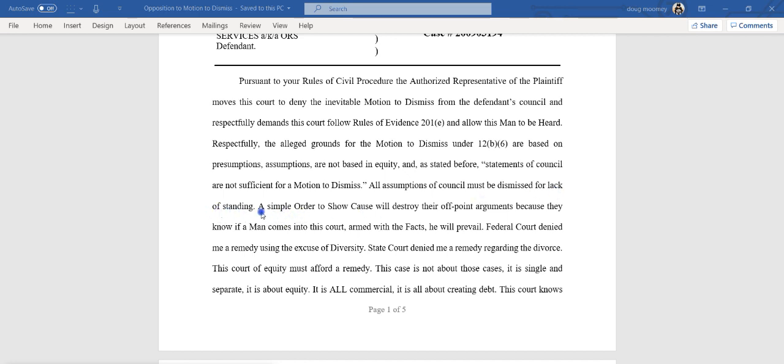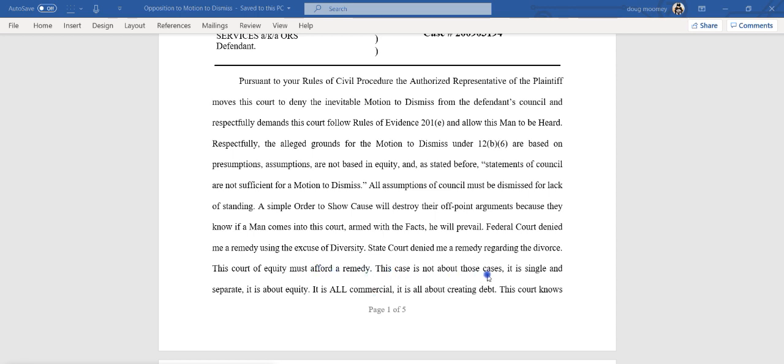A simple order to show cause will destroy their off-point arguments because they know if a man comes into this court armed with the facts, he will prevail. That's why they always want to dismiss everything. Federal court denied me a remedy using the excuse of diversity. Go back and watch those videos. State court denied me a remedy regarding the divorce. This is a court of equity and must afford a remedy.